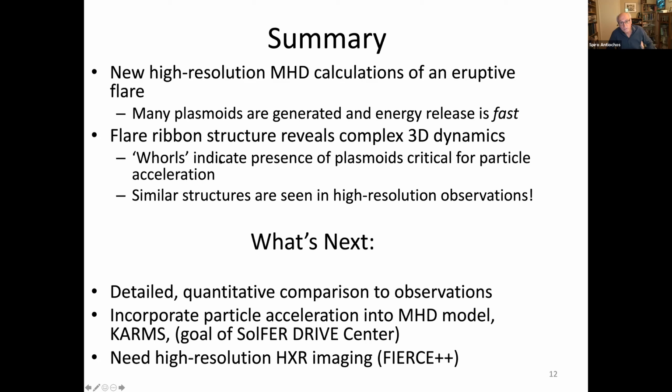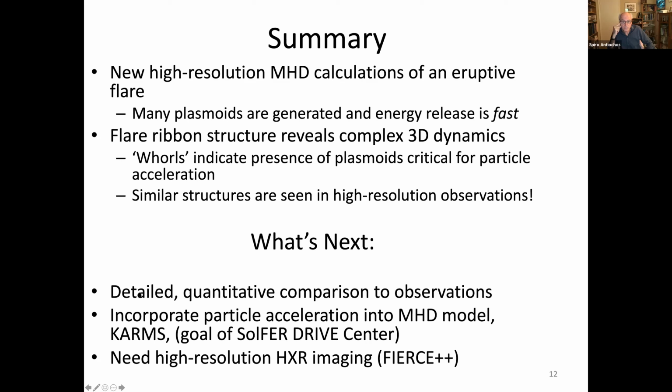We see a lot of whorls in the ribbons, in our numerical ribbons. They're evidence of plasmoids, which are critical for particle acceleration. There's a lot of theories on how these plasmoids accelerate particles. And similar structures are seen in the high resolution observation.